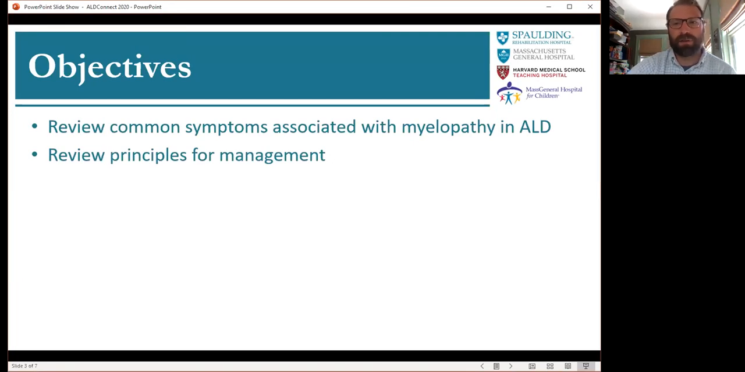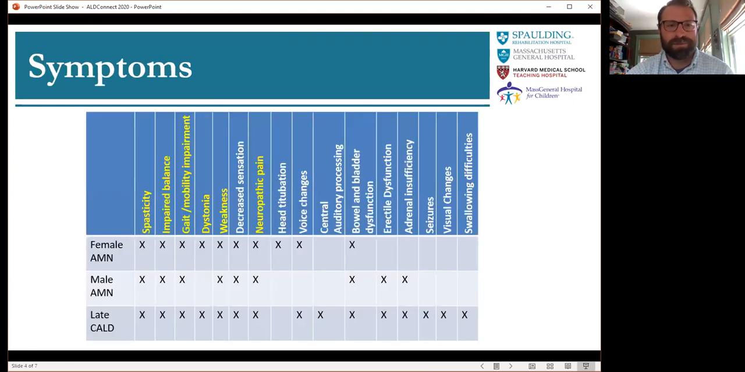What I'd like to do quickly, and I have only a few slides, so we'll dig in a little bit as we go through, is talk about some of the typical symptoms that we see in this myelopathy, and then some of the general principles of what we're expecting with management, and what our goals are and what we're planning on doing as we go through this.